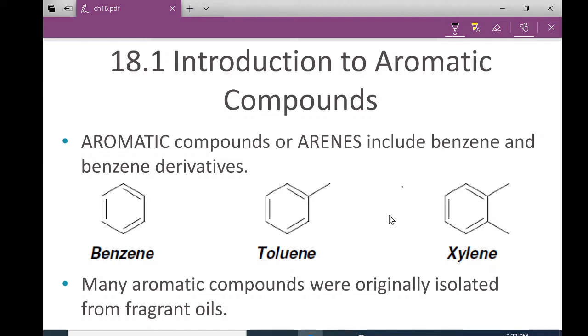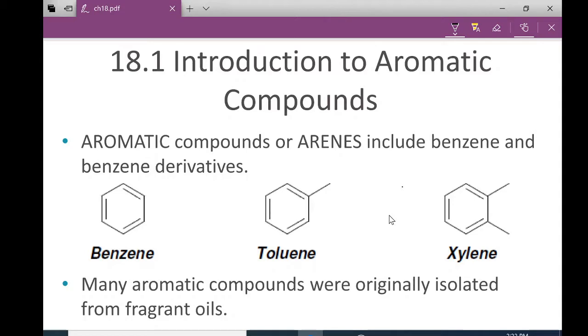Hi and welcome back. Today we're going to discuss Chapter 18 in versions 1 and 2 of Klein Organic Chemistry, which is also Chapter 17 in version 3 of Klein Organic Chemistry. Today we're going to talk about aromatic compounds, and we'll discuss their features, how to recognize them, and a couple of reactions that can happen not on aromatic compounds themselves, but at the benzylic position.